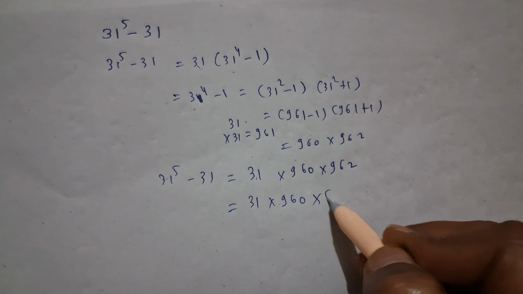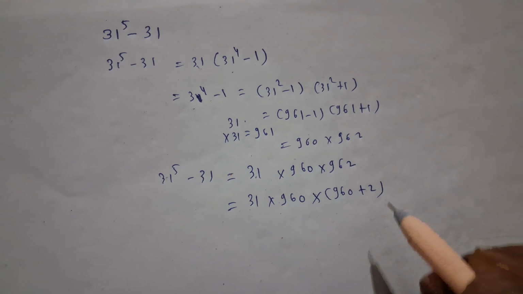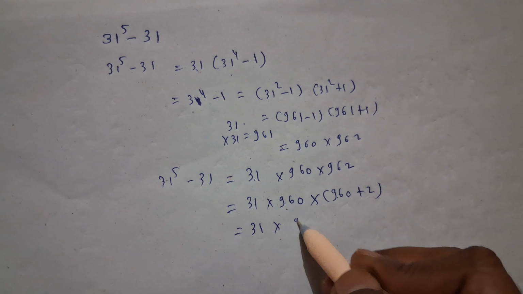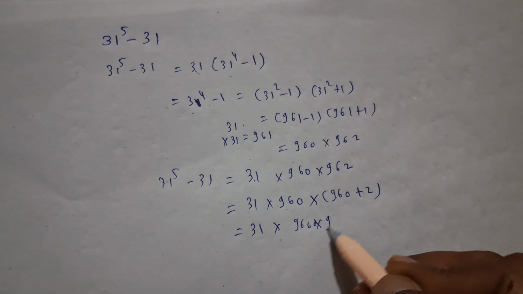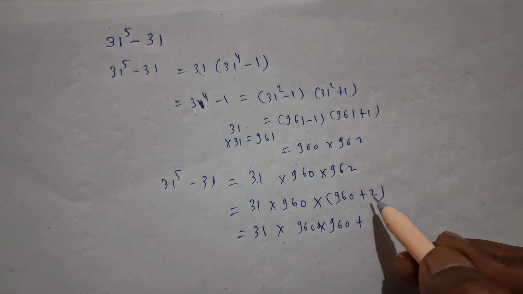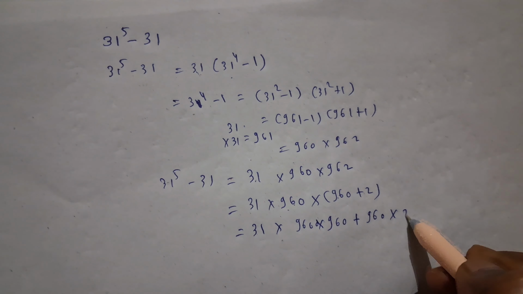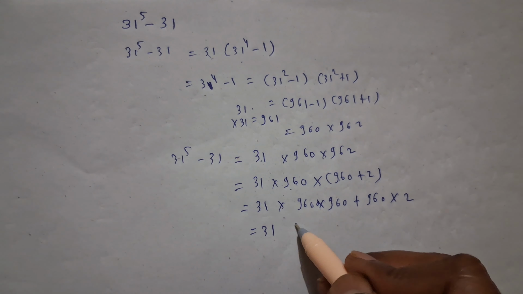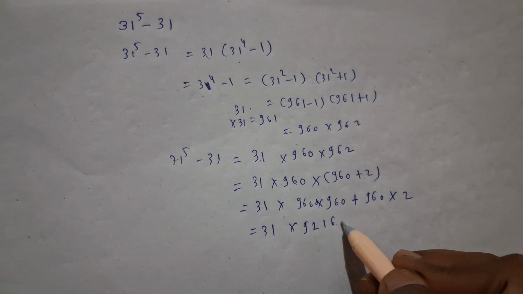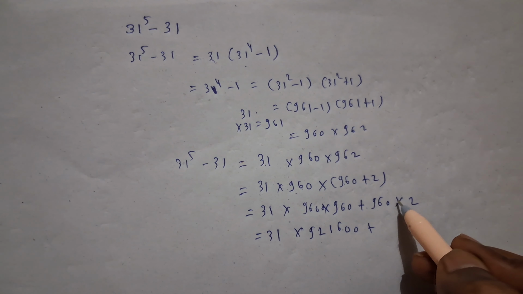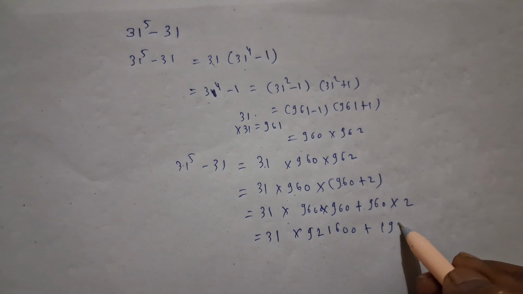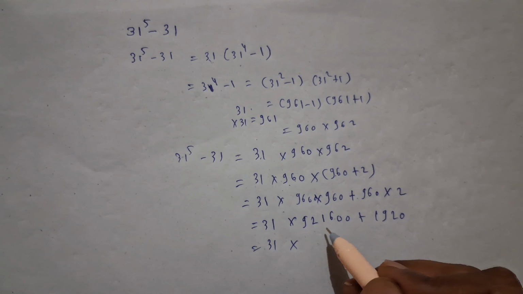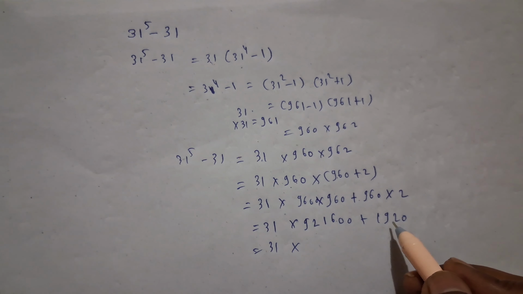962 we can write as 960 plus 2. Okay. Then use the distributive property. 31 as it is, 960 times 960 plus 960 times 2. 960 times 960 we get 921600. 960 times 2 we get 1920. Okay. Next, 31 times (921600 plus 1920).